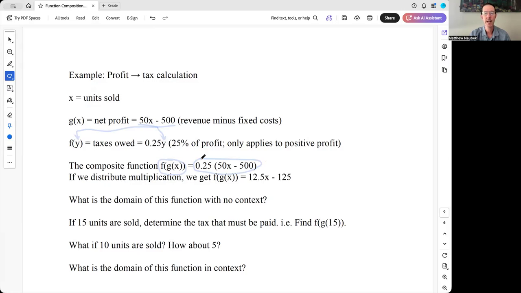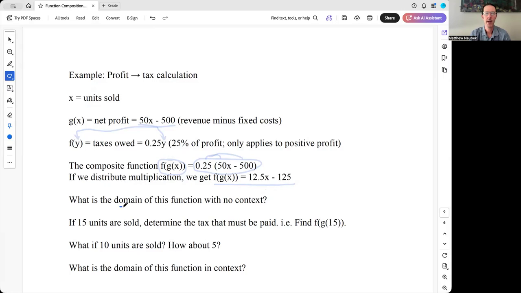So if y'all will write that down, and then once you've written it down, let's distribute multiplication. The 0.25 is multiplying out and over our grouping symbols, and we finally get our composite function, which is 12.5x minus 125. Now, if there are any questions, I'll field them.